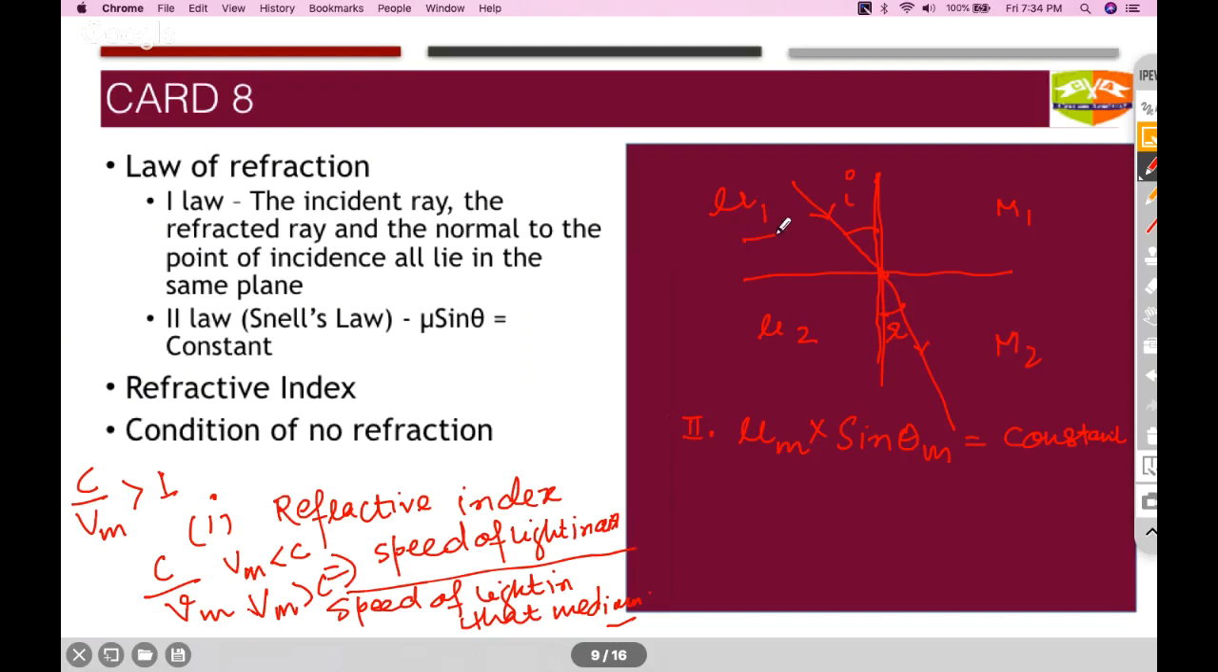So what is the refractive index here? Mu1. And what is the sine value of the angle in this medium? I. So mu1 sine I. That is equal to, what is mu2 here and what is the sine value of angle r here? So mu1 sine I is equal to mu2 sine r, because both of them remain constant. So I am equating the constants here. So mu1 sine I is equal to mu2 sine r. This is your Snell's law. Now let's discuss Snell's law in a bit of detail here.